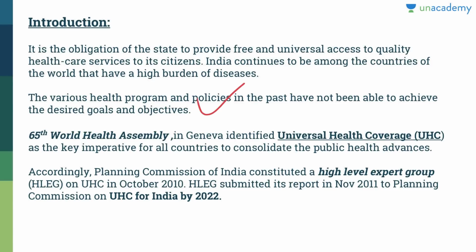objectives. So, let us talk about the 65th World Health Assembly in Geneva. It identified universal health coverage as the key imperative for all countries to consolidate public health advances. And accordingly, the Planning Commission of India constituted a high-level expert group on universal health coverage in October of 2010, and this high level expert group submitted its report in 2011 to the Planning Commission.